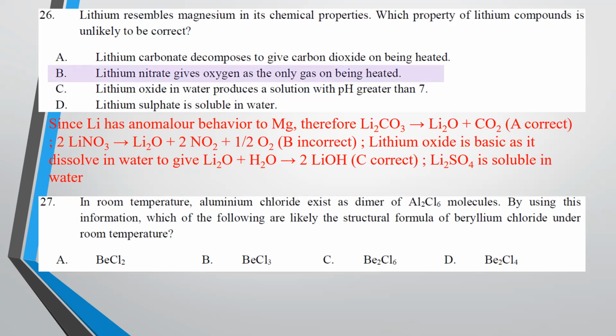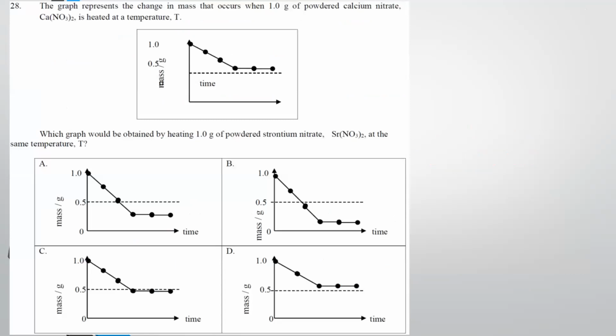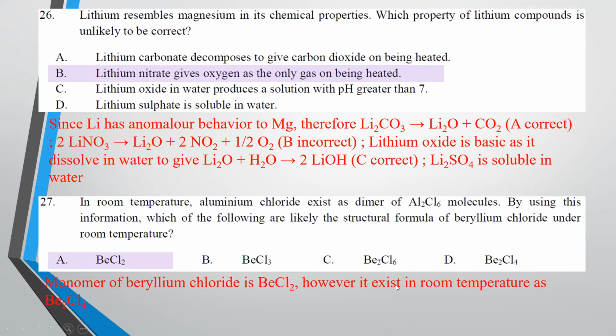Okay, 27. At room temperature, aluminum chloride exists as a dimer, Al2Cl6. By using this information, which of the following is most likely the structural formula of beryllium chloride at room temperature and pressure? If aluminum chloride can already exist as a dimer under room temperature and pressure, the same goes for beryllium chloride, which is an anomaly inside here. So therefore, the best answer described in here is D. Okay, the answer is D. I highlighted it for you for a while. Okay, so that is for number 27.